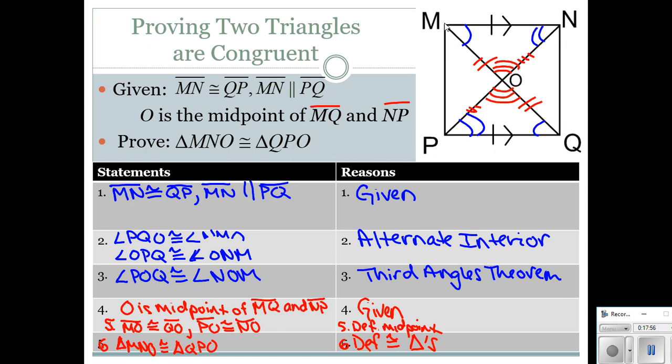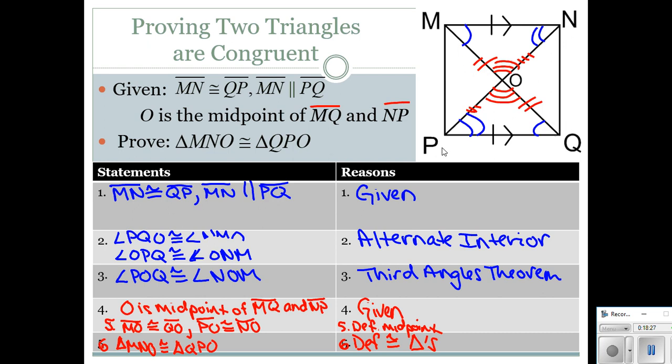Because this side is already congruent, they gave it to you, we need to prove that this side right here, MO, is congruent to this side. Because O is the midpoint of MQ. The midpoint cuts something into 2 equal parts, exactly half. So because of the definition of midpoint, I want you to write that. This side and this side of the triangle are congruent.